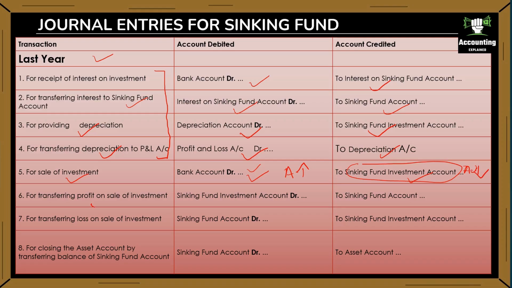For transferring profit on sale of investment, if there is a profit on the sale of sinking fund investment, entry will be sinking fund investment account debit to sinking fund account. For transferring the loss on sale of investment, it will be the opposite entry of the above entry, sinking fund account debit to sinking fund investment account. For closing the asset account by transferring the balance of sinking fund account, we have to transfer the balance of sinking fund account and the asset account will be closed. The entry is sinking fund account debit to asset account.